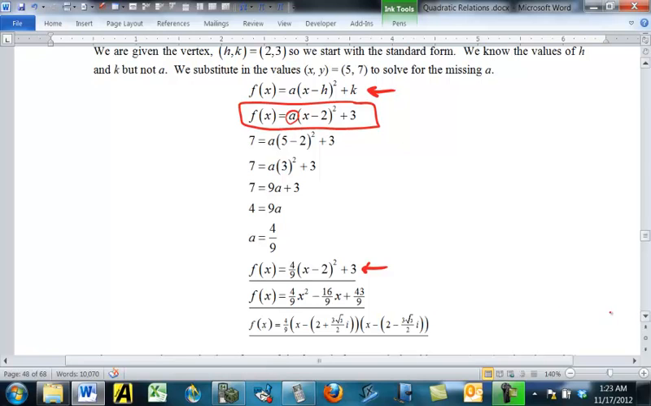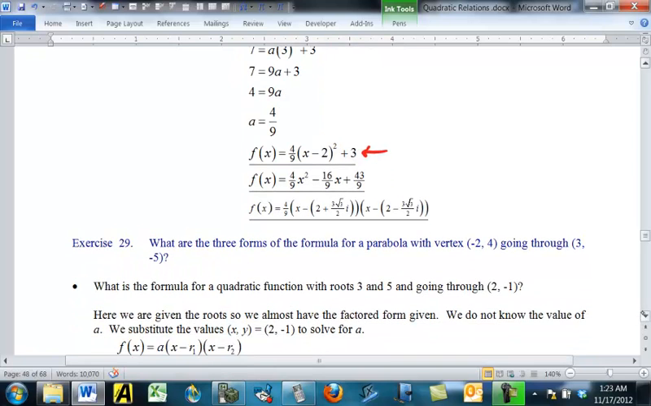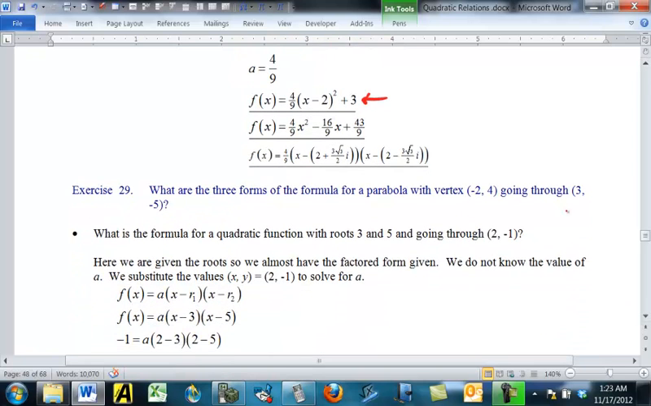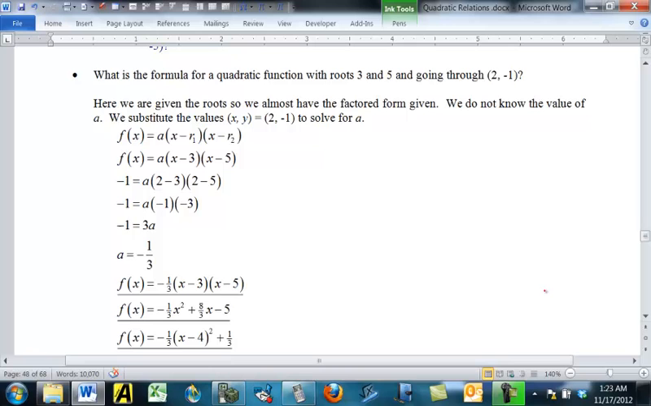So that means when I graph these, it doesn't cross the x-axis. Another example of the same thing there. Alright, what if we're given the roots? If we're given two roots, we can use this form and plug in the roots, and again we're missing the a. Again, we just plug in a point we know here, and we can solve for a.